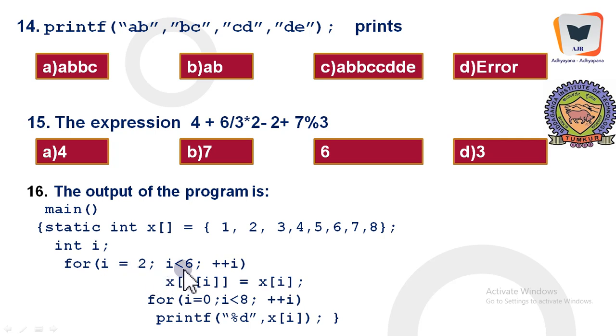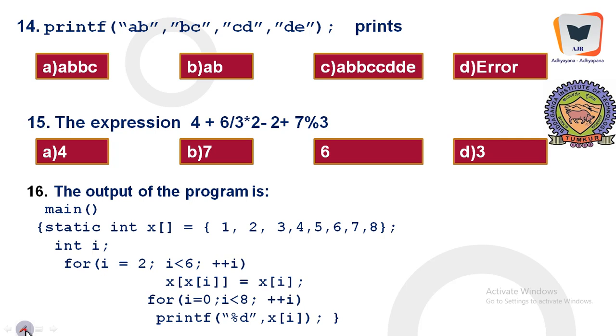i equal to 2, i less than 6, and i plus plus. This is going to execute only for 2, 3, 4, 5. 4 times it is going to execute. Therefore, since the for loop starts from i equal to 2, with indices 0, 1, 2, there will be no changes as far as the first 3 elements are concerned. Let us see what is being written over here.